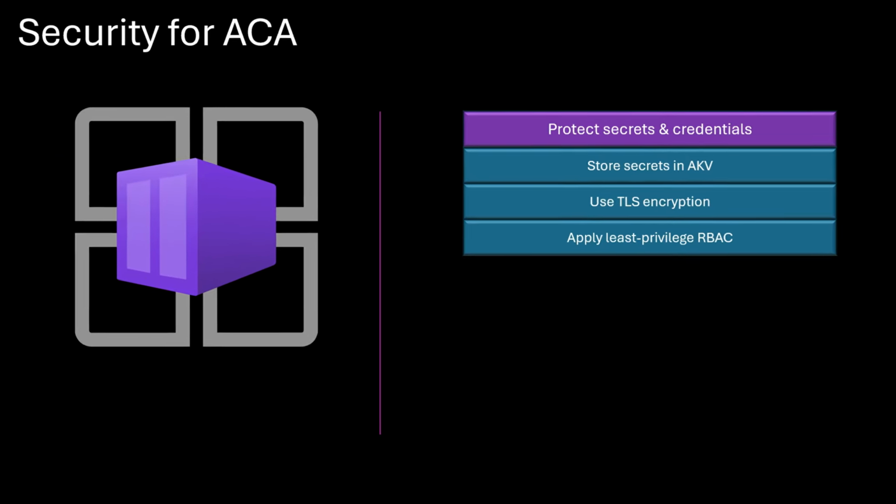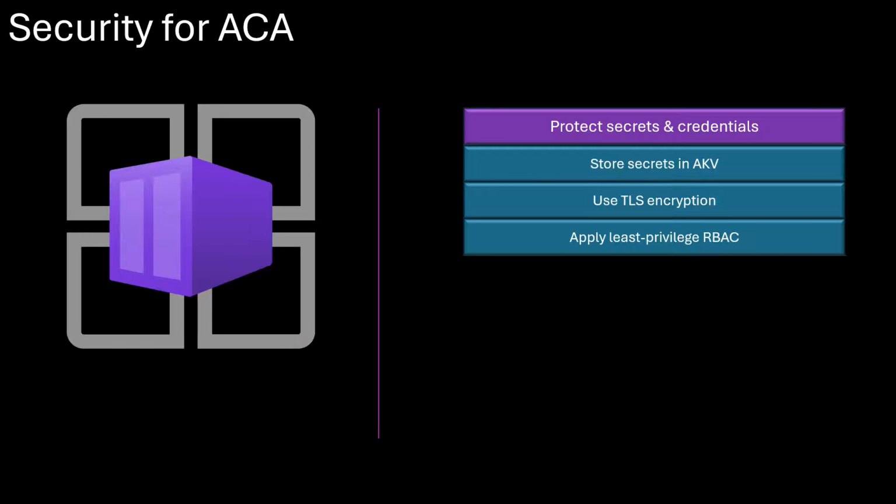Your containers need access to secrets like API keys and passwords, but storing them insecurely can lead to data breaches. How do you secure secrets? You store secrets in Azure Key Vault instead of hard coding them in container images. You use TLS encryption to protect secrets in transit, and you apply least privilege RBAC policies to restrict who can access sensitive data. Bottom line, you should ensure your containers never store secrets in plain text and enforce strict access control using Azure Key Vault.